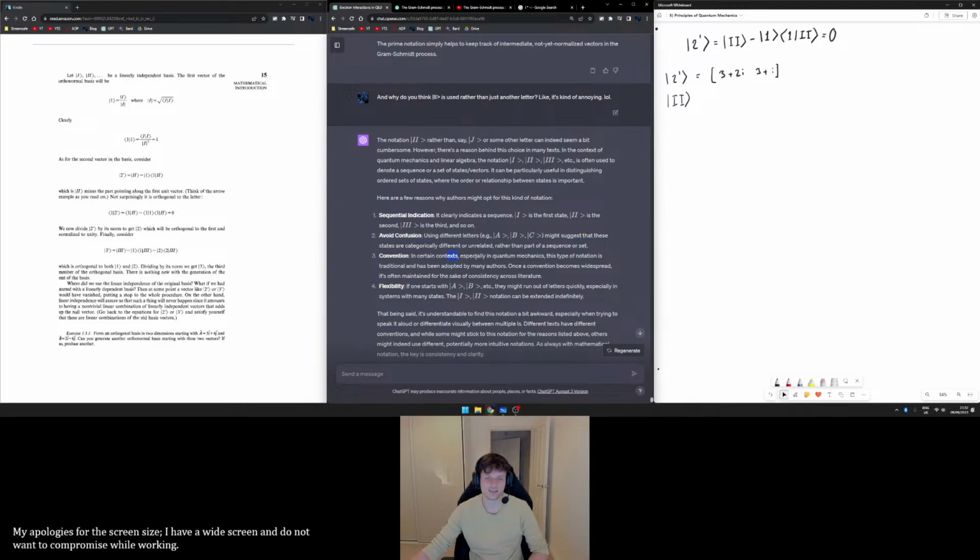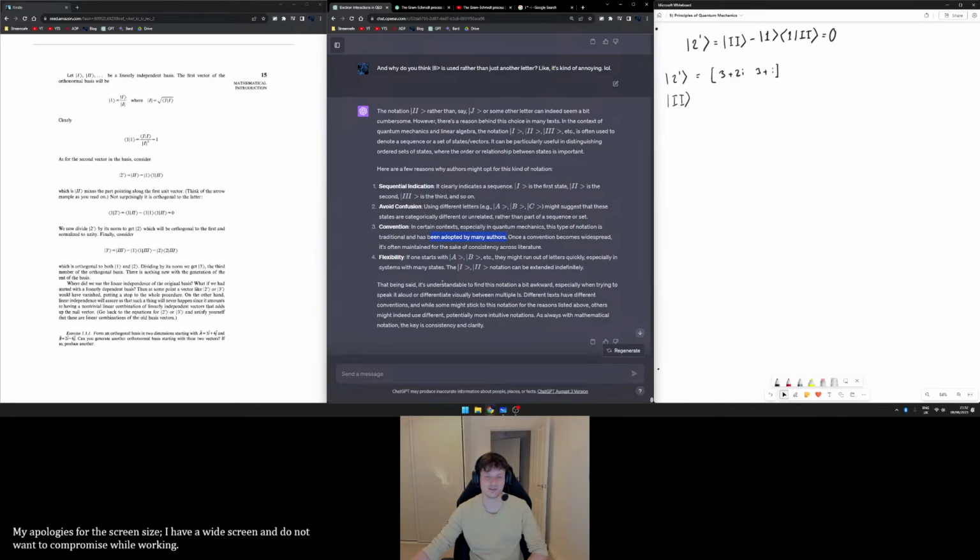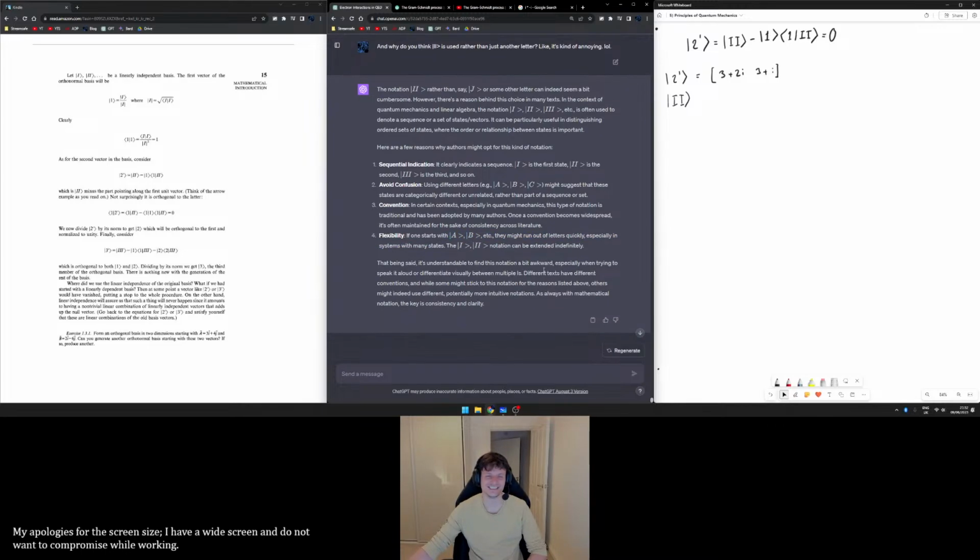Convention. In certain contexts, especially in quantum mechanics, this type of notation is traditional and has been adopted by many authors. Once a convention becomes widespread, it's often maintained for the sake of consistency across literature. If one starts with A, B, etc., they might run out of letters quickly, especially in systems with many states. The I notation can be extended indefinitely.